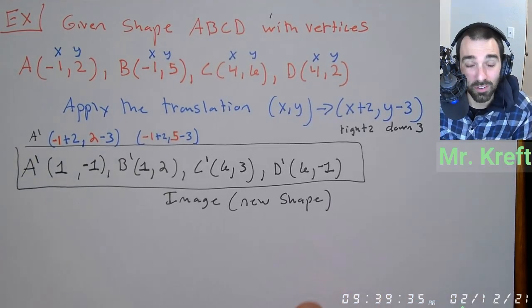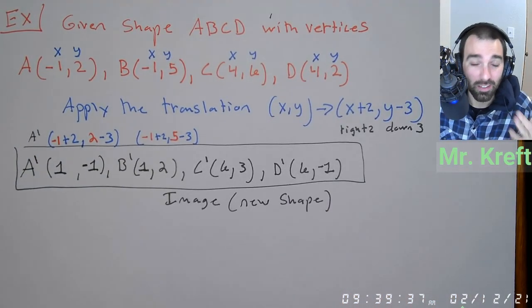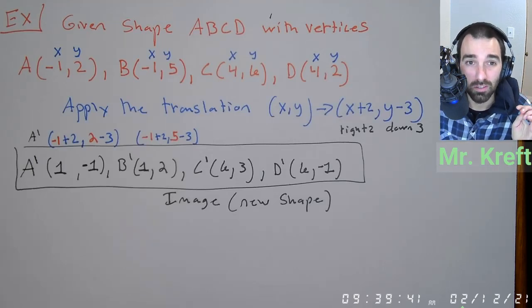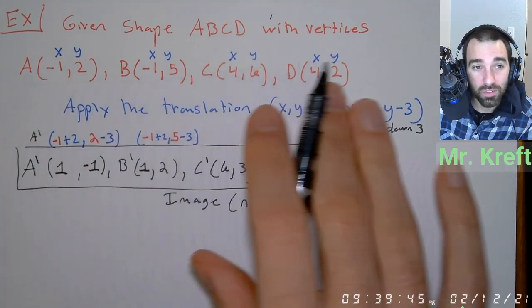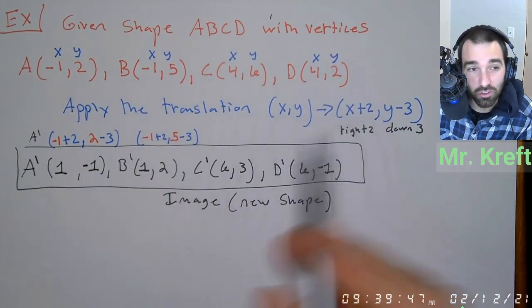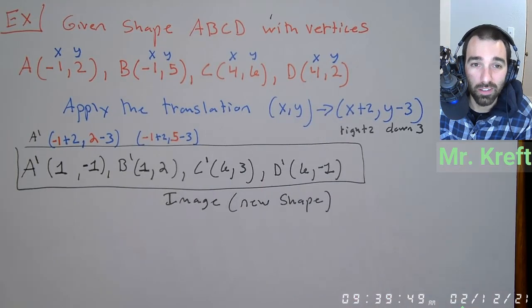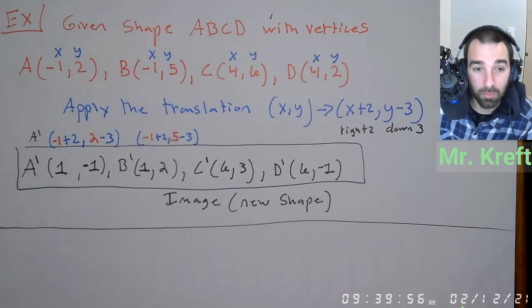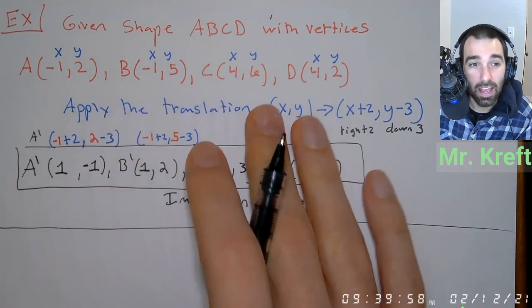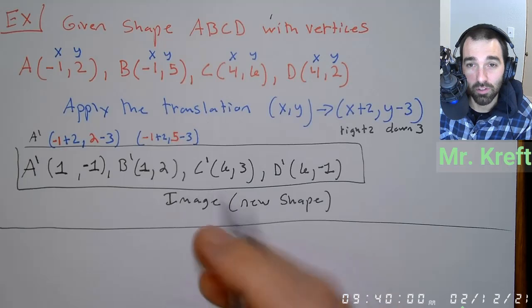It's not really a new shape, because it's going to be the same size and same shape. So when we say new shape, it's really its new position. We started out with A, B, C, D. We did this translation. This is the new location of our shape. In your homework, you're going to have a problem like that where it's going to give you a shape and then you're going to have to find the image.